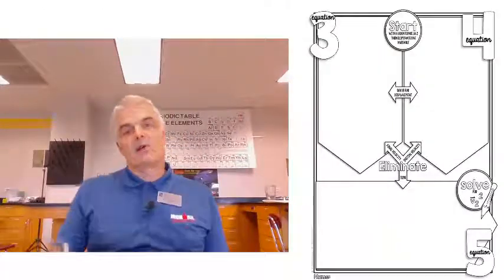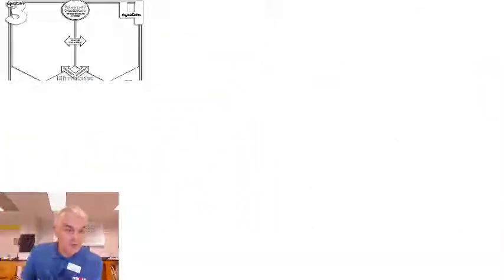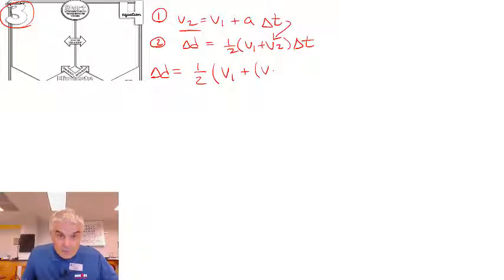So let's now take a look at equations 3, 4, and 5. Now the key thing about these is they're actually derivations of the first equation. So let's do number 3. What you're going to do is start with those two equations. So what we do is we know that this is v2, and we can take this v2 and substitute it into here. So we can say delta d is equal to 1/2 times v1 plus v1 plus a delta t. See, I've just substituted here, times delta t. And now we're going to simplify this expression.